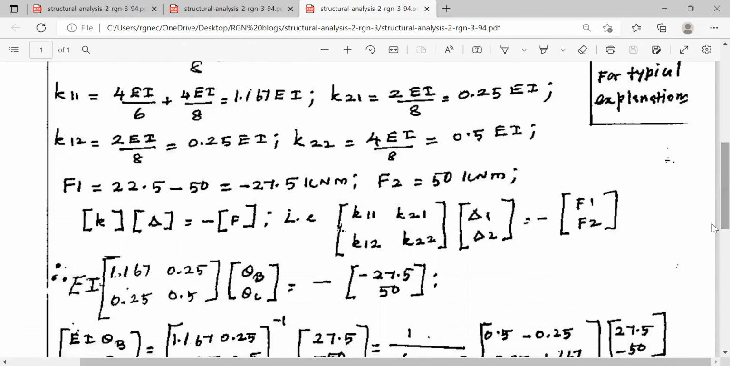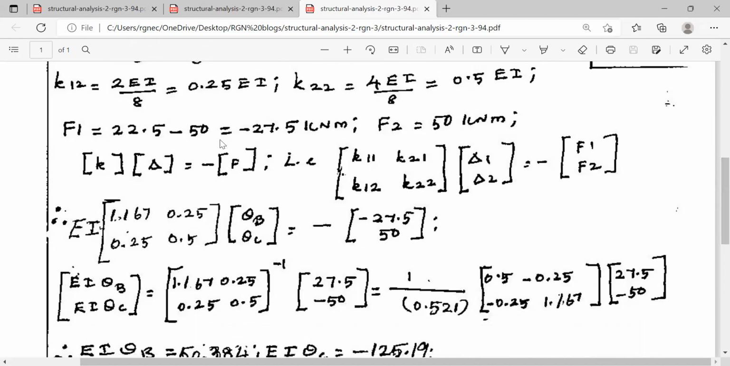Now the net moments at F1 and F2 should be calculated. F1 and F2 are the displacement points. At F1, you have two fixed moments, 22.5 and minus 50. The net moment is this much. And at displacement 2, that is point C, the net moment is 50 kilonewton meter.